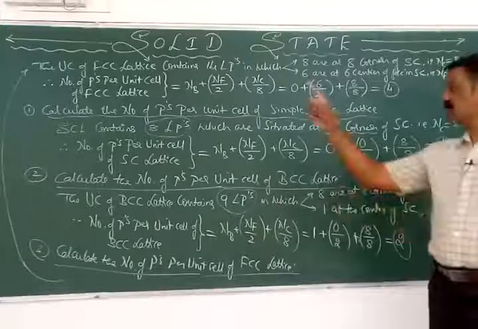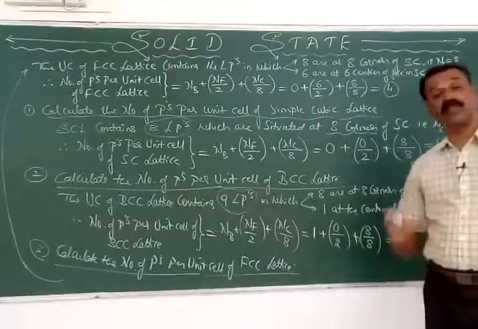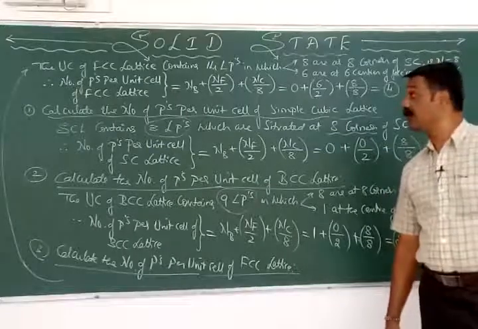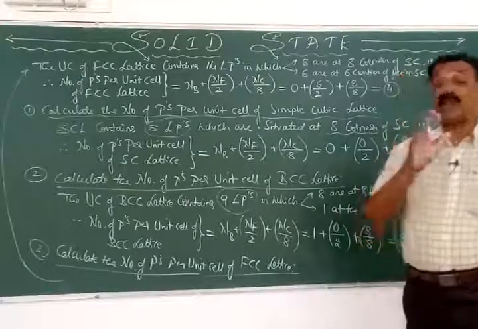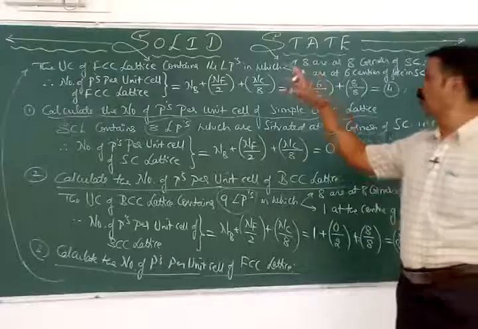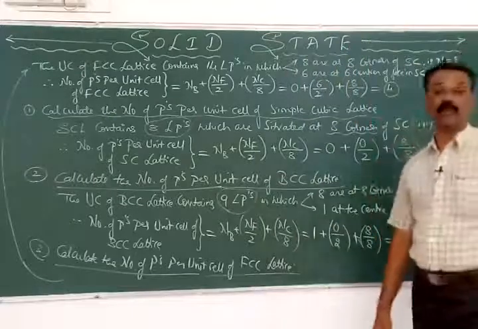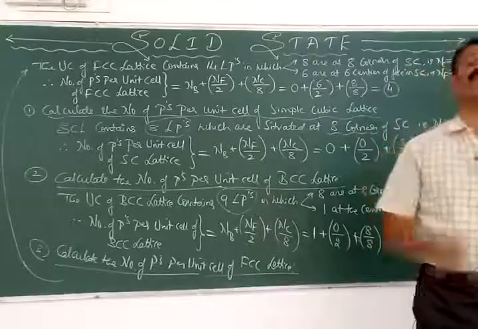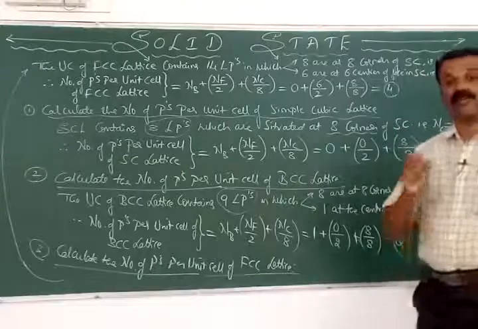Face centered cubic lattice. So here, the unit cell of a face centered cubic lattice contains totally how many lattice points? Usually we have 14 lattice points. Where are those 14 lattice points situated? 8 particles are situated at the corners of the simple cube and 6 particles are present at the centers of the 6 faces of the simple cube.